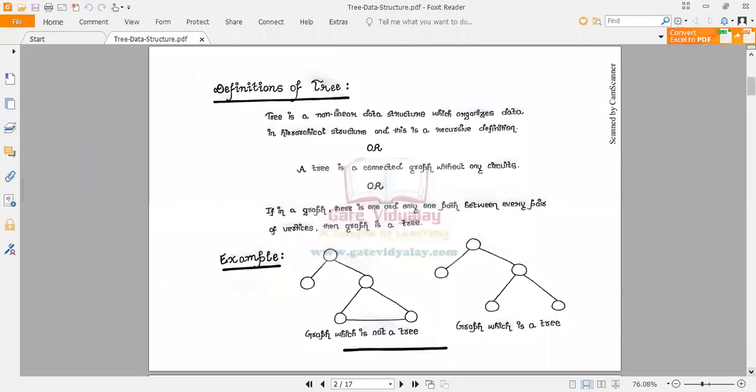So tree is basically a non-linear data structure which organizes data in a hierarchical structure, and this is a recursive definition. This structure is mainly used to represent data containing a hierarchical relationship between elements. Examples are records, family trees and tables of content.